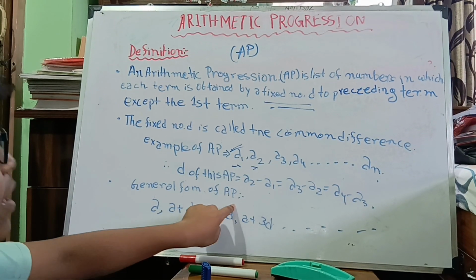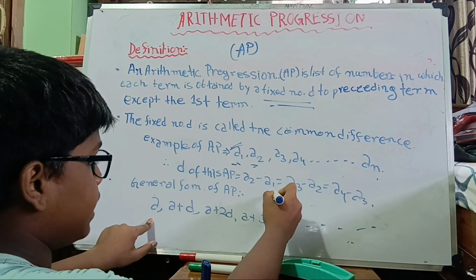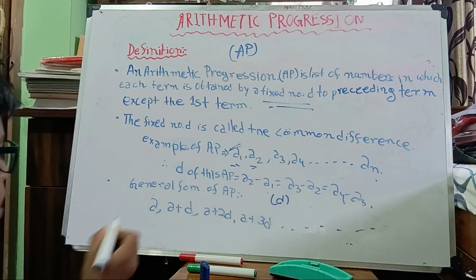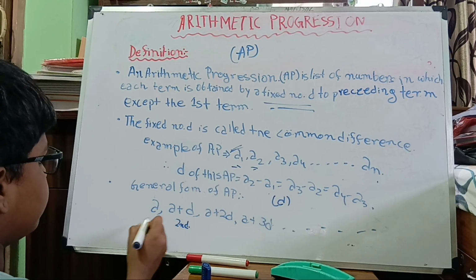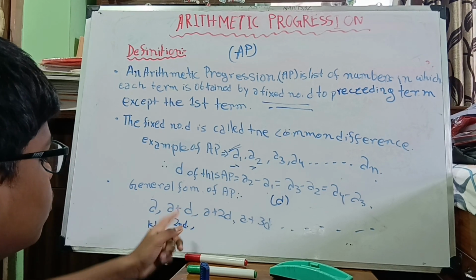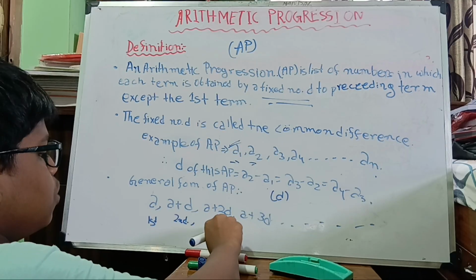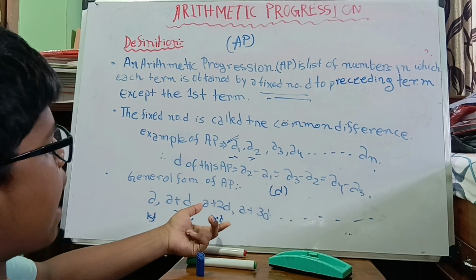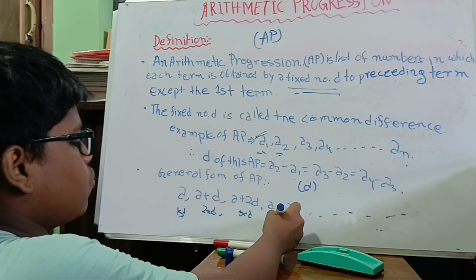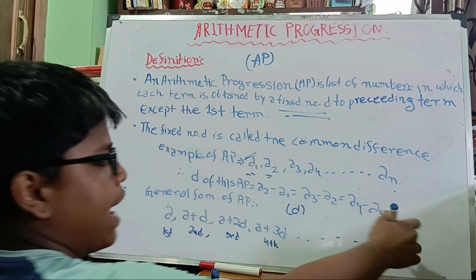General form of AP: the first number a. Then we add the common difference d. So a plus d is the second term. If we add d to the second term, this makes the third term, that is a plus 2d. Then if we add d to a plus 2d, it gives a plus 3d, which is the fourth term. It goes on until the nth term.